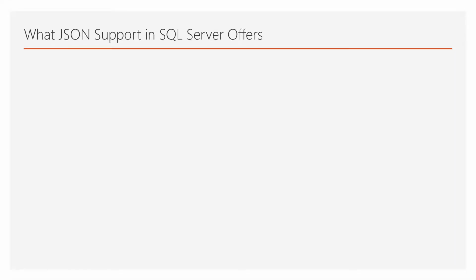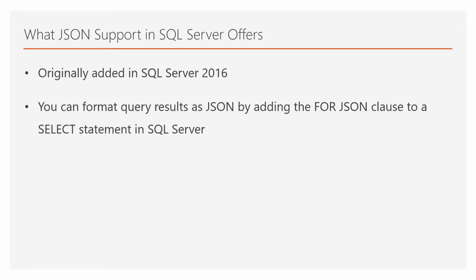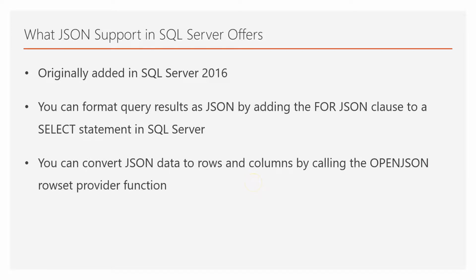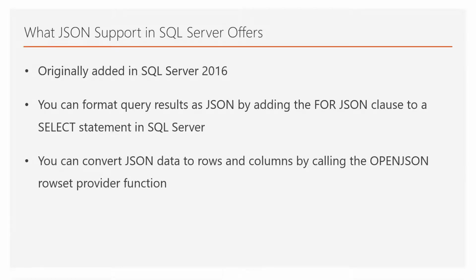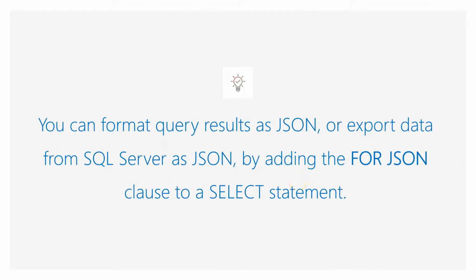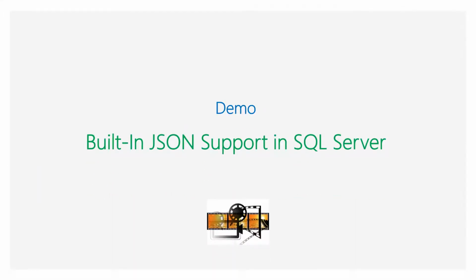About JSON support in SQL Server, note that this support was originally added in SQL Server 2016 and allows you to format query results as JSON by adding the FOR JSON clause to a select statement in SQL Server. Moreover, note that you can convert JSON data to rows and columns by calling the OPENJSON rowset provider function. So it is very easy to format query results as JSON in SQL Server or export data from SQL Server as JSON by adding the FOR JSON clause to a select statement. And we are going to see this in action right now via a live demonstration.